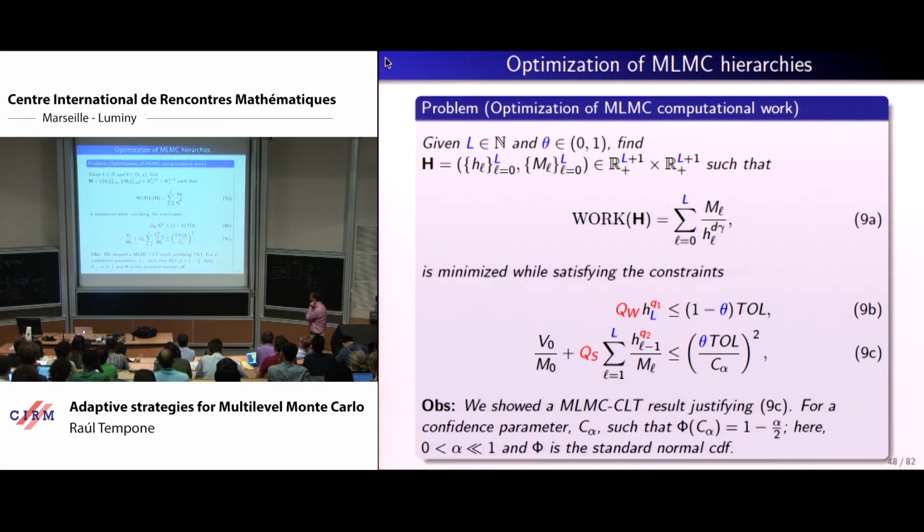Okay, so the optimization, how does it look? Well, it looks like this: the work that we discussed before, subject to this constraint. This is a bias constraint, less than this fraction of the tolerance, and this is the statistical constraint, which means that the total variance is less than theta times tau divided by C alpha, and C alpha again is the confidence constant that is coming from the user, essentially when he imposes the confidence level alpha.